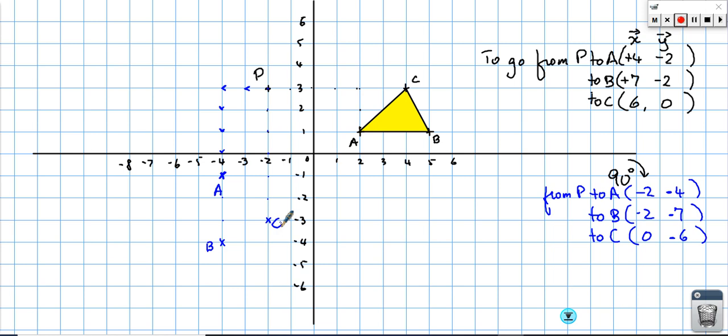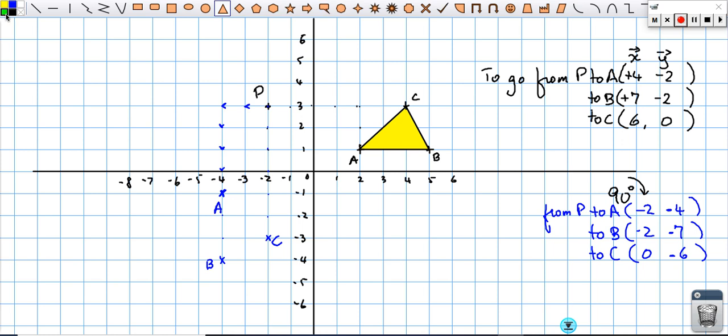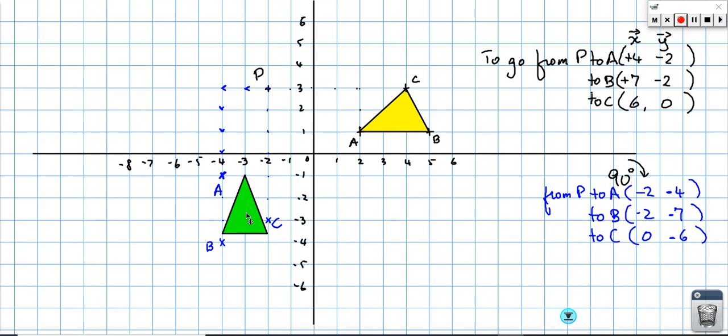So let's check, let's draw the triangle. We have our triangle. And that's our rotation. This is a rotation of 90 degrees clockwise from the point P(-2, 3).